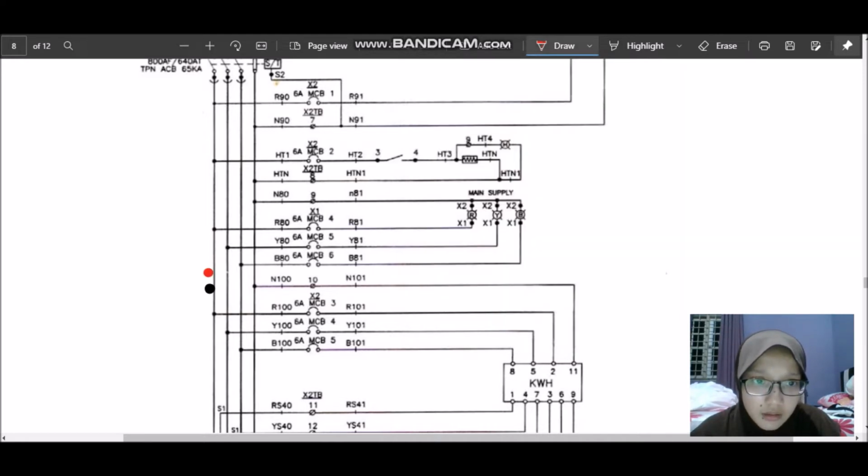From here to here, and also here, R, Y, B connect with MCB to the main supply. We have three wires: R, Y, and B. Next, for the third layer.